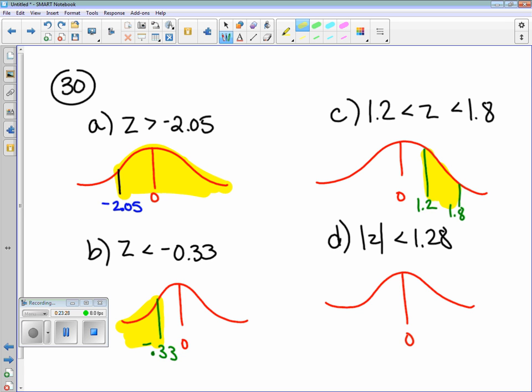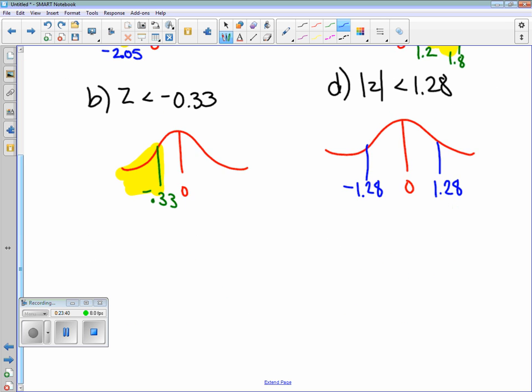In the middle, when we have the absolute value of z is less than 1.28, that simply means we have positive 1.28 and we have negative 1.28. Now, how did I get that? Well, we have to kind of remember absolute value inequalities. I don't know what you remember from Algebra 2 and what you don't, but when you have absolute value inequalities, you have to write 2 of them.